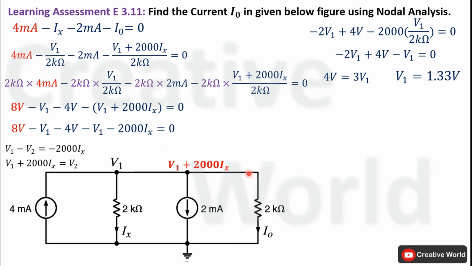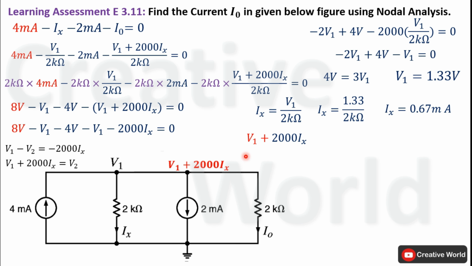So first of all, we will find this current Ix using Ohm's law. Ix will be equal to V1 divided by 2 kilo ohm. Value of V1 is 1.33 volt. So the value of current Ix will become 0.67 milliampere. After calculating the value of current Ix, we are able to calculate this node voltage by replacing current Ix and V1 with their respective values.